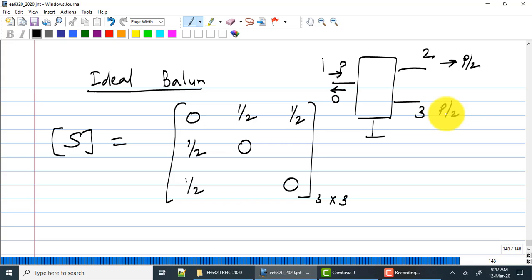Now, the last two parameters, what will they be? It should ideally be 0. You want ports 2 and 3 to be isolated from each other. So these are the ideal S parameters that you want. If you do not have an ideal balun, you can use an N port sub-circuit to split the power, or you can use a transformer with a turns ratio 1:√2. There are various ways of doing this.